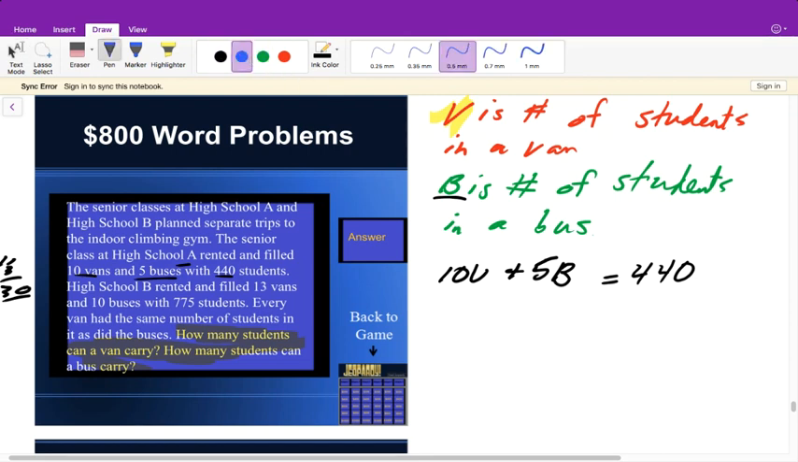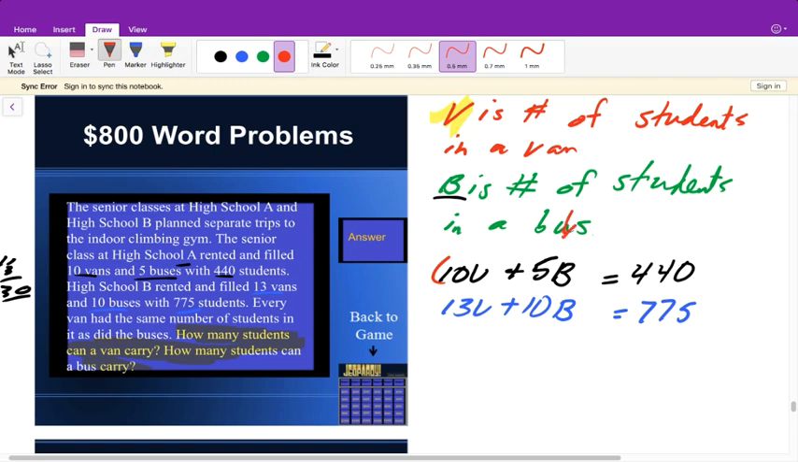We can then do the same thing for the next one. We know that the next school had 775 students. They had 13 vans and 10 buses. So we can represent that by 13V plus 10B. All right, now we have a system of equations. Now we just need to solve.